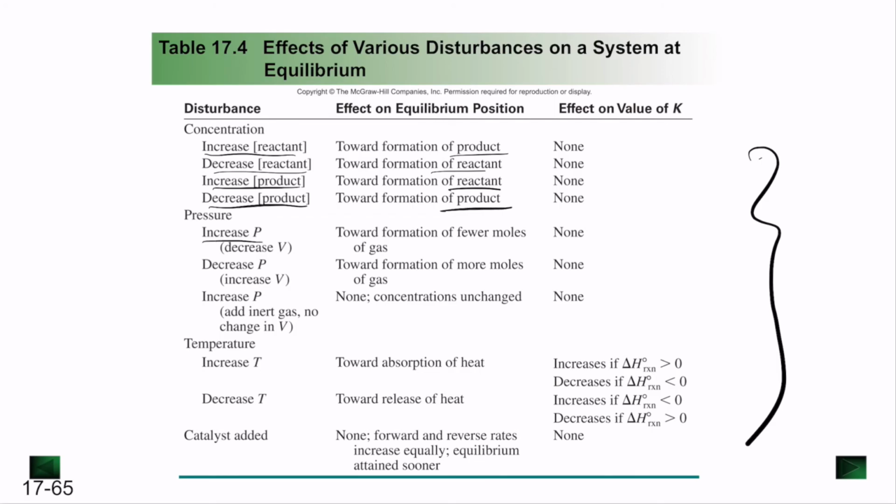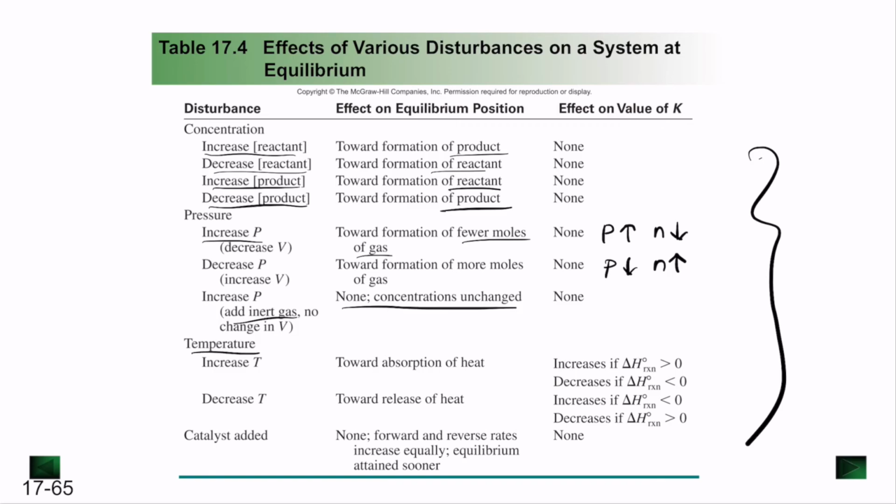Finally, increasing pressure goes towards the fewer number of moles. So when you increase pressure, it goes towards creating a lower number of moles. When you decrease pressure, it goes towards creating a higher number of moles. And when you add an inert gas, there is no change in the concentration.